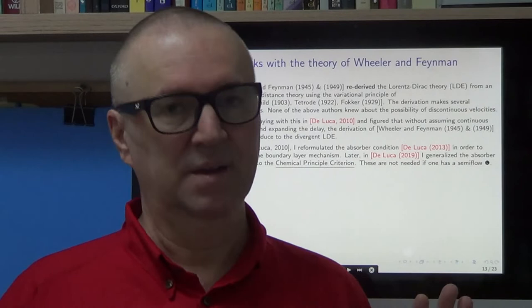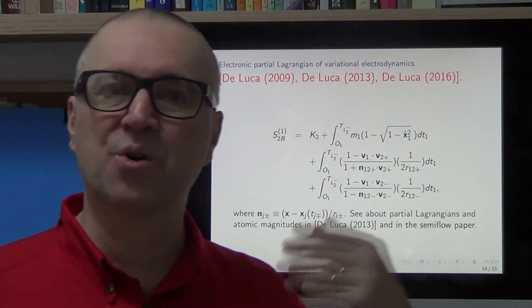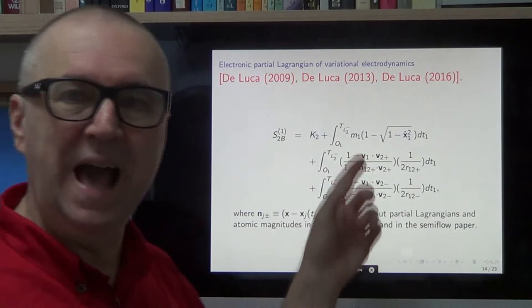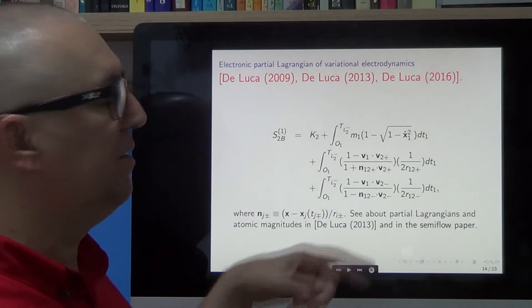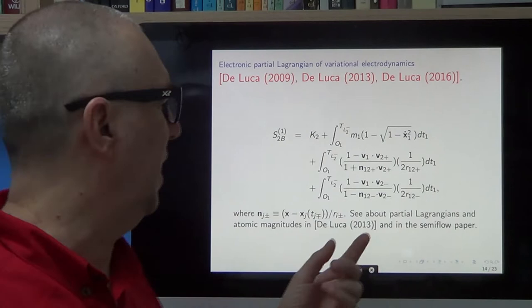Let me show you the partial Lagrangian of variational electrodynamics after you correct Wheeler-Feynman theory, which I did in 2009, 2013, 2016. You can put finite limits in the action of Wheeler and Feynman, where this n is the unit vector that points from one particle to the other. If you look in my paper of 2013, there is a lot about atomic magnitudes and also about partial Lagrangians. And there is also this in my semiflow paper.